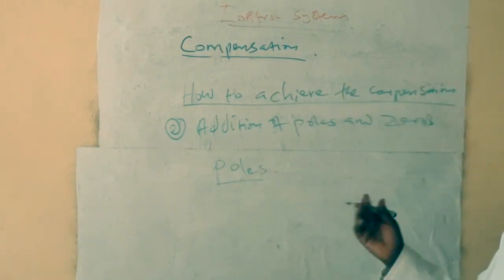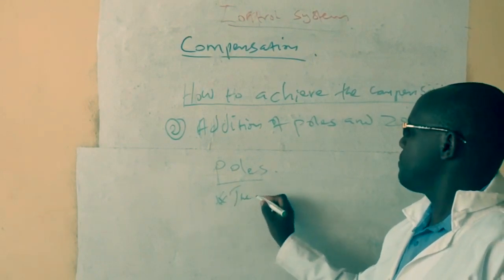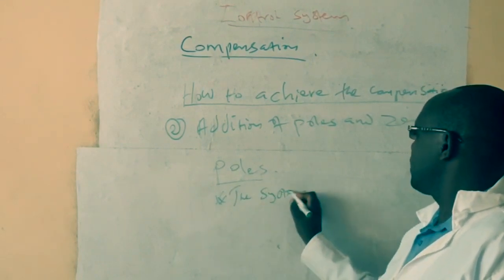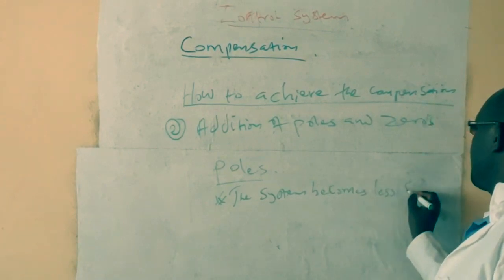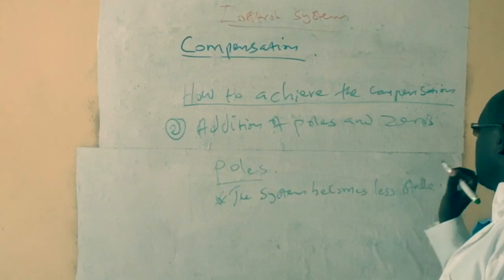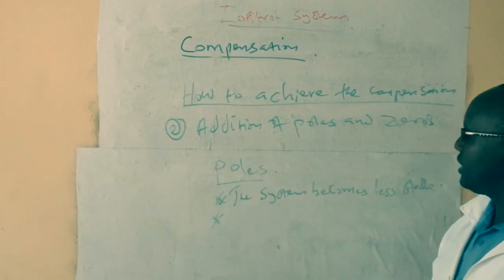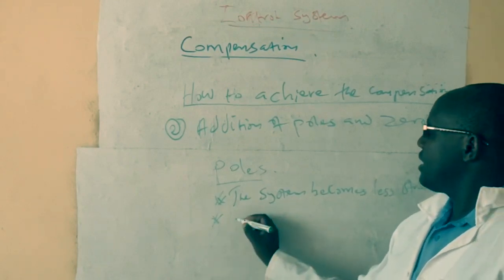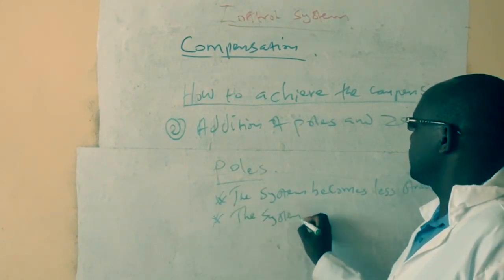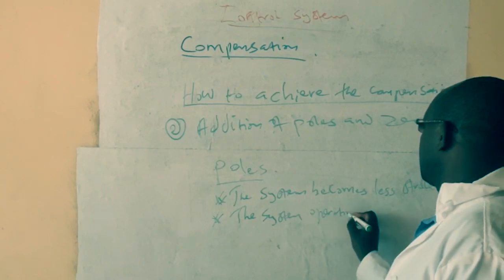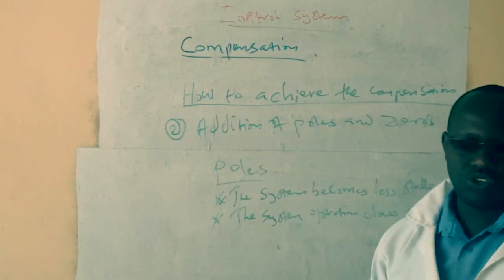Now, when you introduce the ball to the system, it has negatives. The system becomes less stable. That is the disadvantage of introducing the ball. Another one is that the speed, the system operations slows down. So that is also a negative effect.